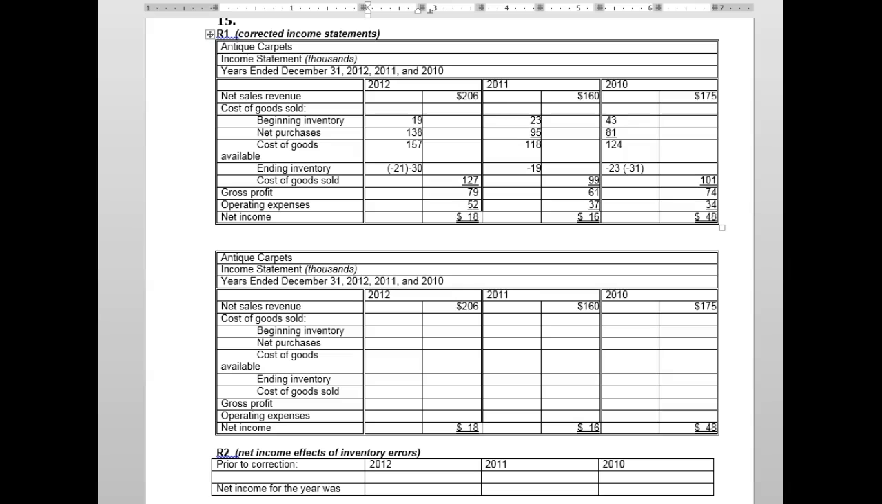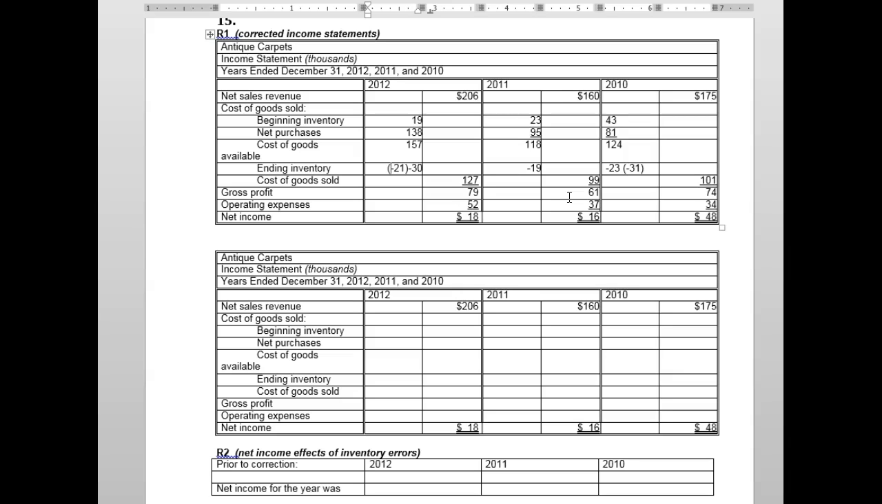Let's see, did I get all of that right? Let's read this again and make sure I have it correct. Was understated by 2010, was understated by, so we've got it right. This becomes 21, this becomes 31 instead of 23 and 30. And they ask you to redo the scenario.